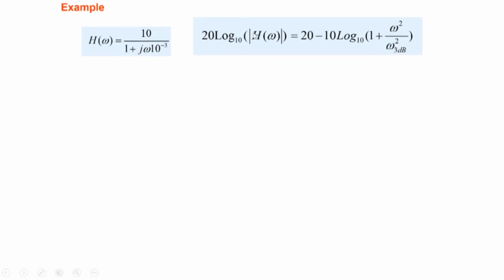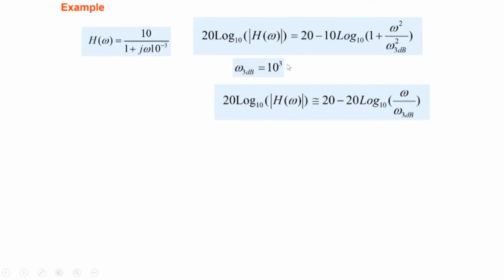So you take 20 log 10 of H omega. That comes out to be 20 minus 10 log 10 of 1 plus omega squared by omega 3 dB squared here. And omega 3 dB you identified as 10 to the power 3. So rewrite this as omega by omega 3 dB, which is 10 to the power 3 here. And you can convert it into frequency by dividing it by 2 pi.